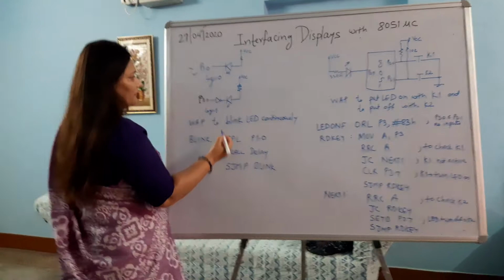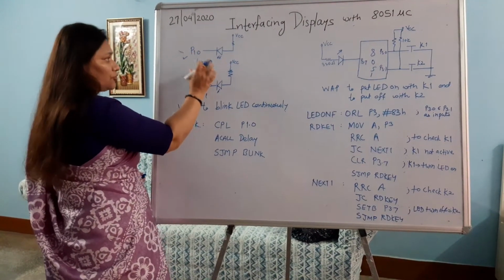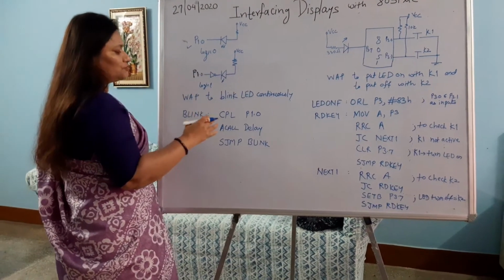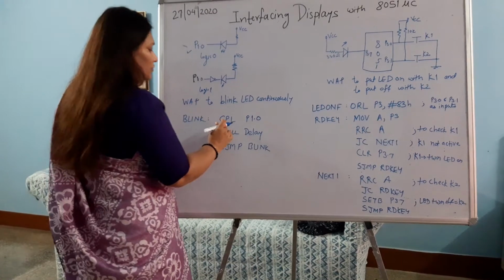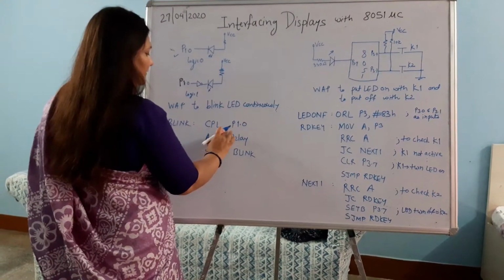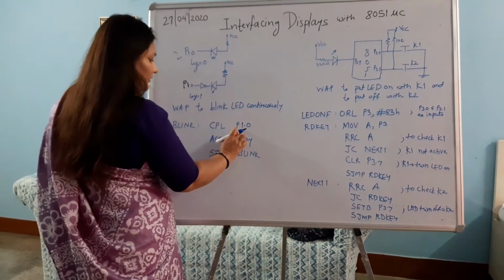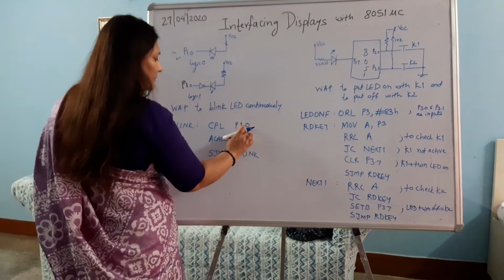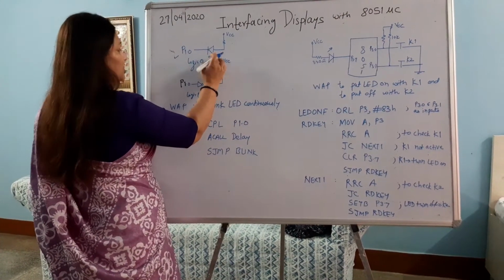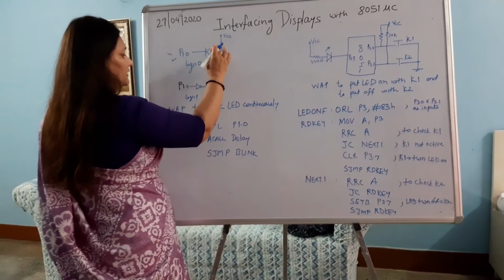So what will be our first statement? Let's say we are using port 1.0 pin. Because we are not using any other port pins, we don't have to use the move instruction. We have the bitwise instruction complement: CPL P1.0, that means it will complement the bit 1.0. Whatever may be the previous status, it doesn't make any difference whether it is first off or first on.